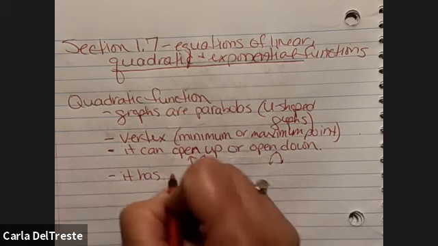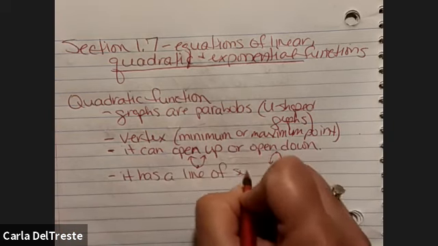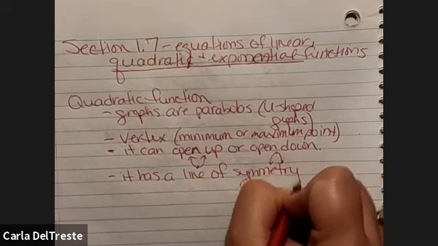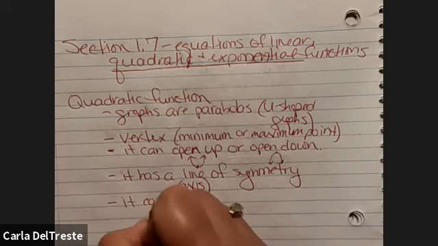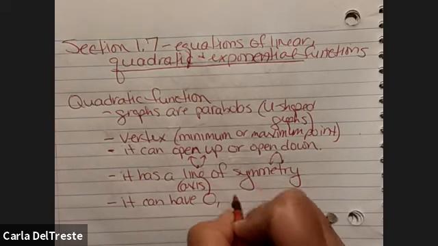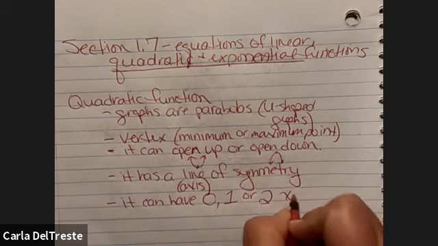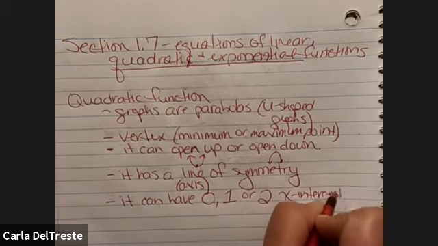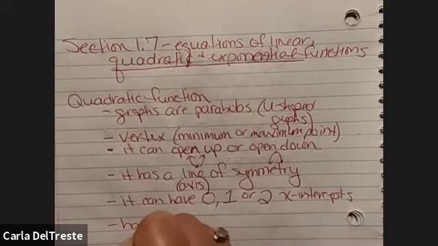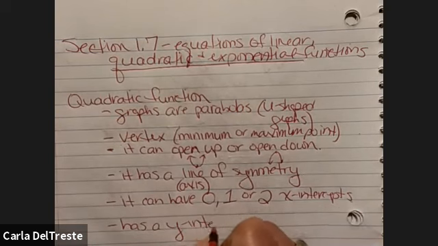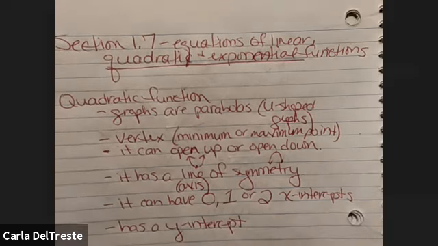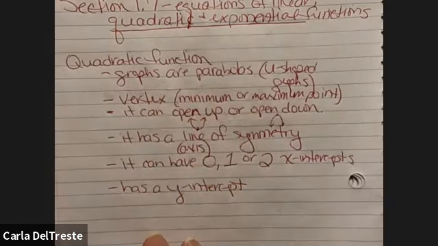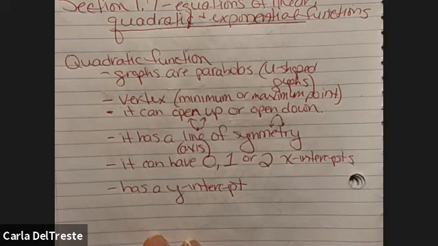It has a line of symmetry, which we also called an axis of symmetry, okay? And we saw that it can have 0, 1, or 2 x-intercepts, and it has a y-intercept. Okay, so just in exploring the graphs, we learned all of this information. There's a lot of information in that one of those previous videos.